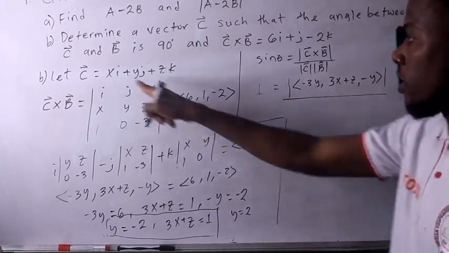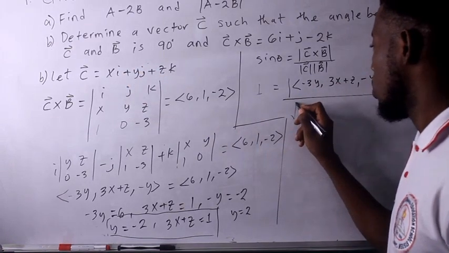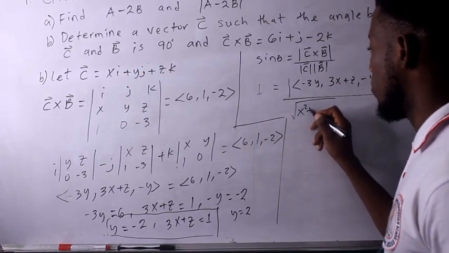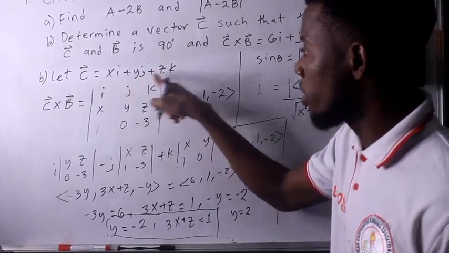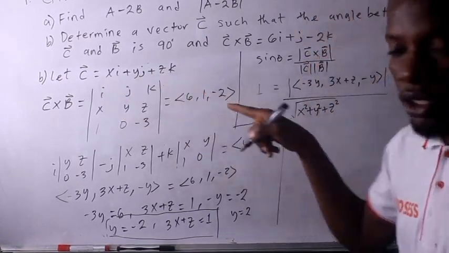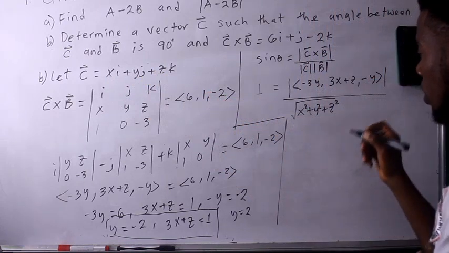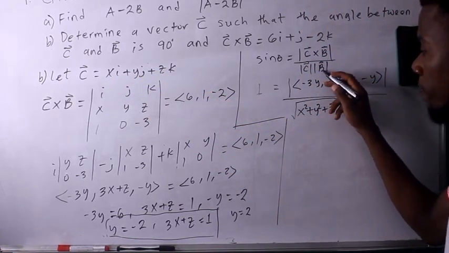So what is the magnitude of C? It's the square root of x squared plus y squared plus z squared. Remember, this is x, y, and z. So we take the coefficients and square the result and add them. Now multiply by the magnitude of B.